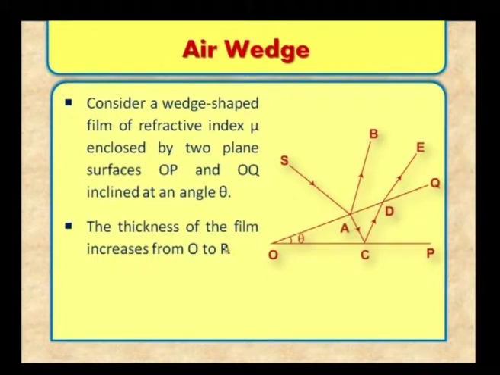The thickness of the film increases from O to P. Obviously, you have an air film, right? You have an air gap, you have the film thickness, and so the thickness goes on increasing. You may ask the question, what is the significance of the air wedge experiment? First of all, the fact that you are getting an interference pattern, that interference pattern can be explained only on the basis of wave theory.